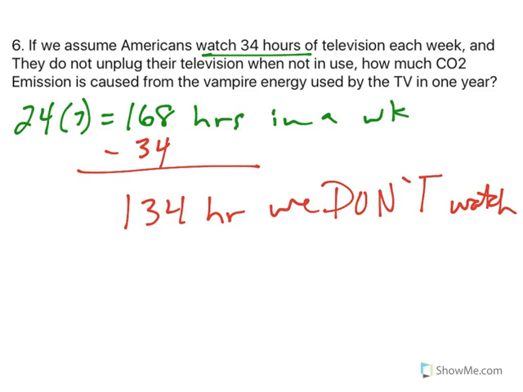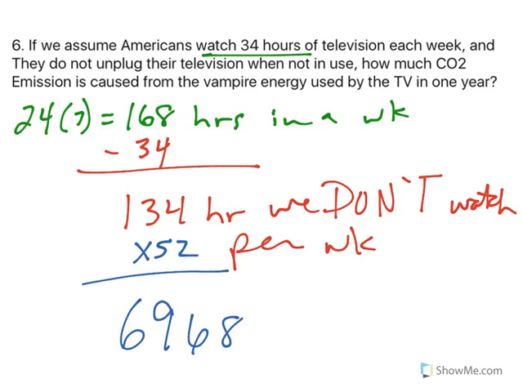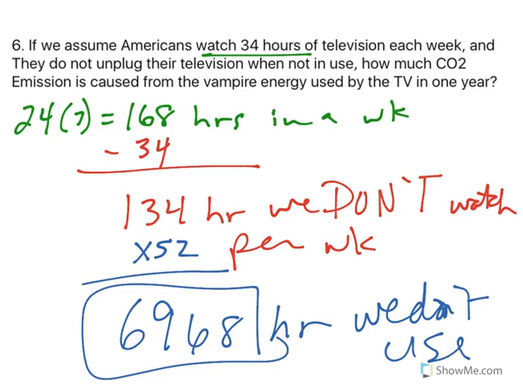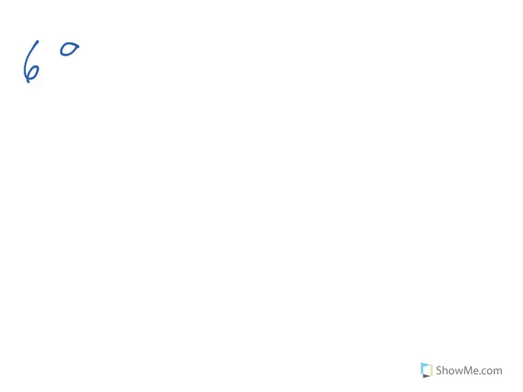And really, what else are we doing? Okay, so this is per week. Well, how many weeks are in a year? 52. So 134 hours a week times 52 weeks in a year, there are 6,968 hours we don't use the TV. So this is the hour that we're going to use. 6968 hours. The watts of a TV on standby is 3.06, and I think that's all we need.